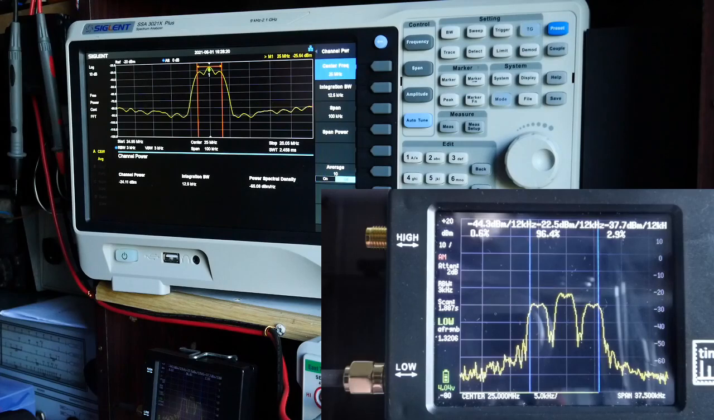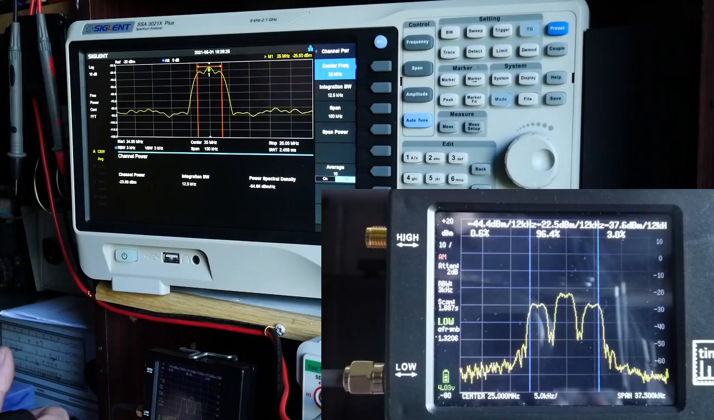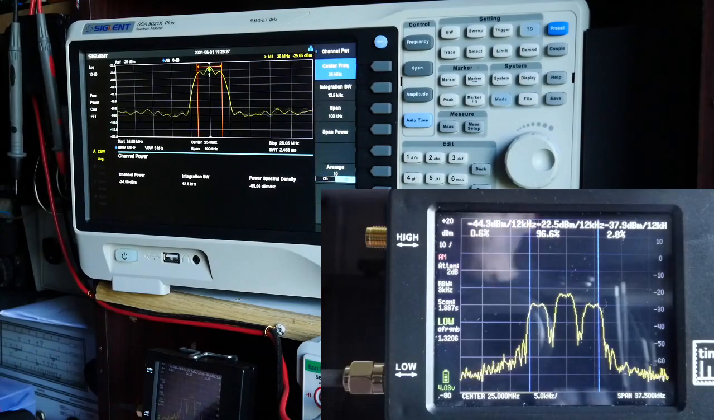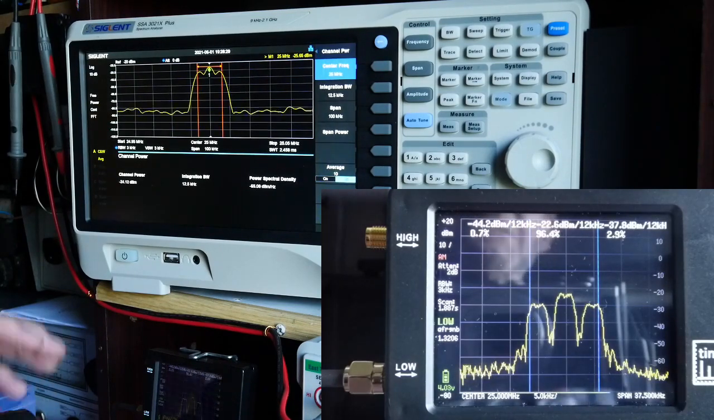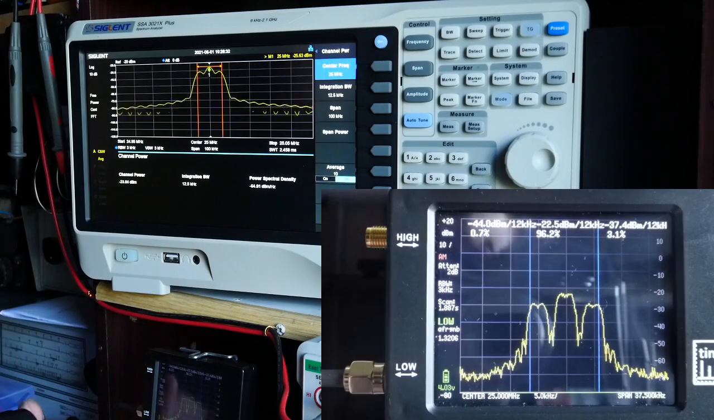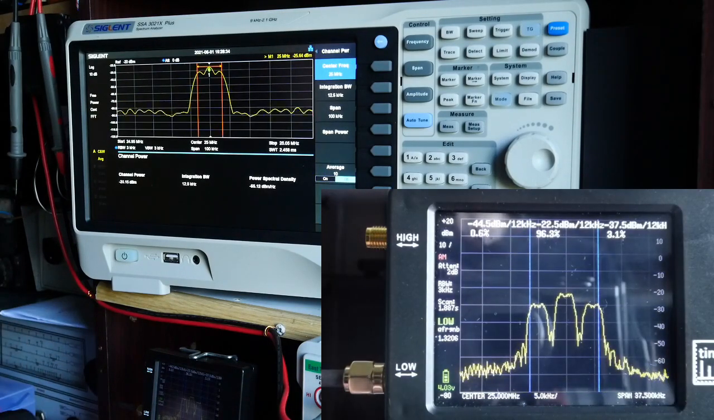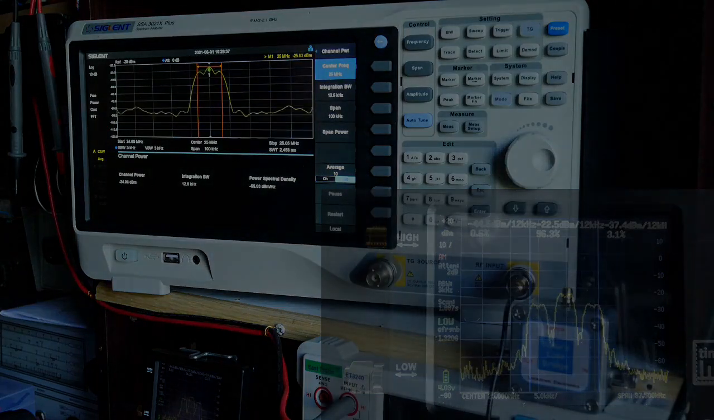According to the tinySA, it's about minus 22.5 dBm, so just 1.5 dBm out, so not a great deal. And that's the new measurement mode, which I think is rather snazzy. Well, I think those are quite impressive results, really, for such a tiny instrument. I paid about 60 UK pounds for that, and I think it's quite remarkable for the money, really.